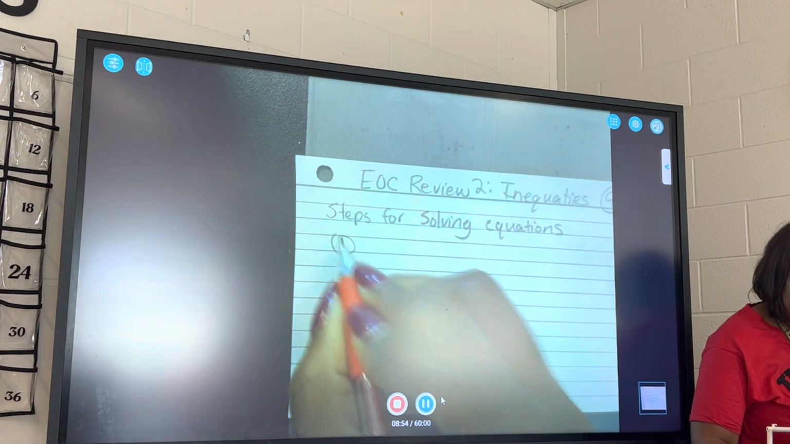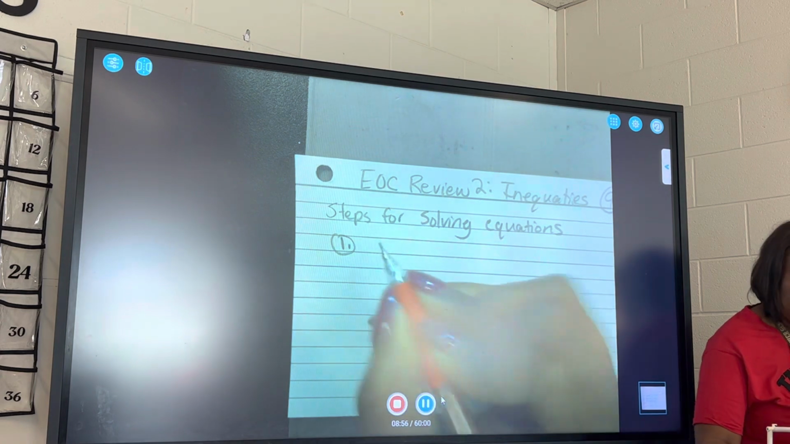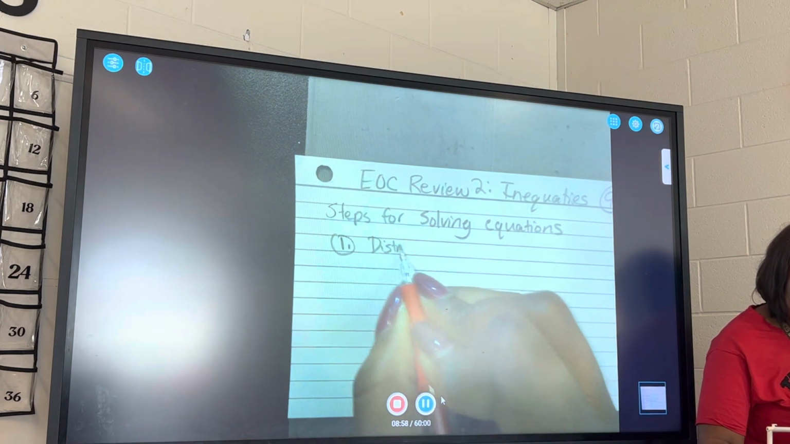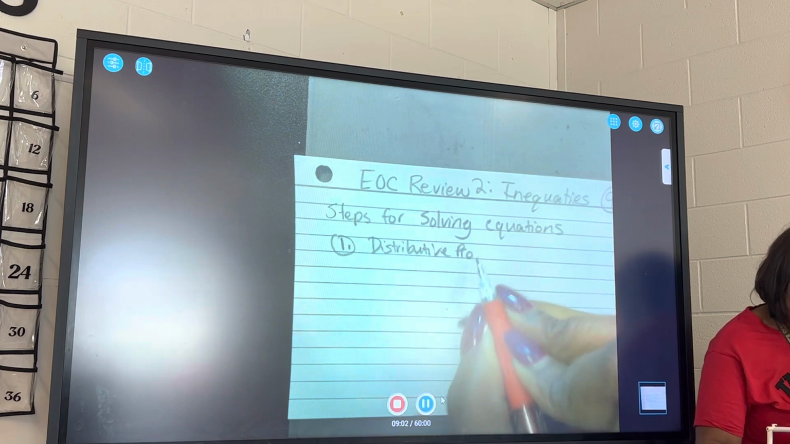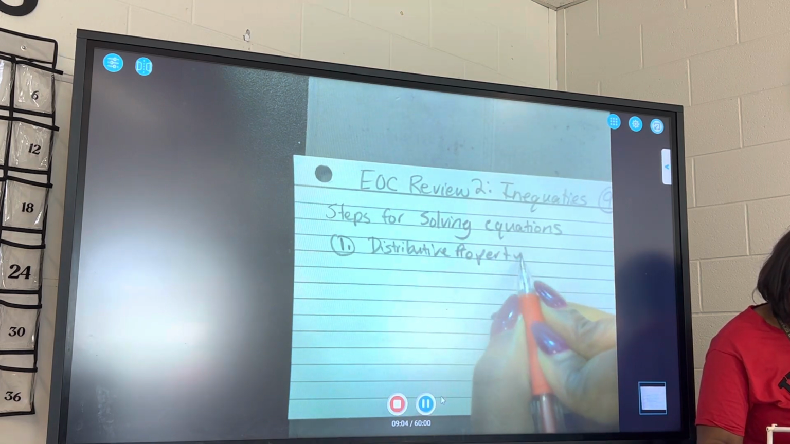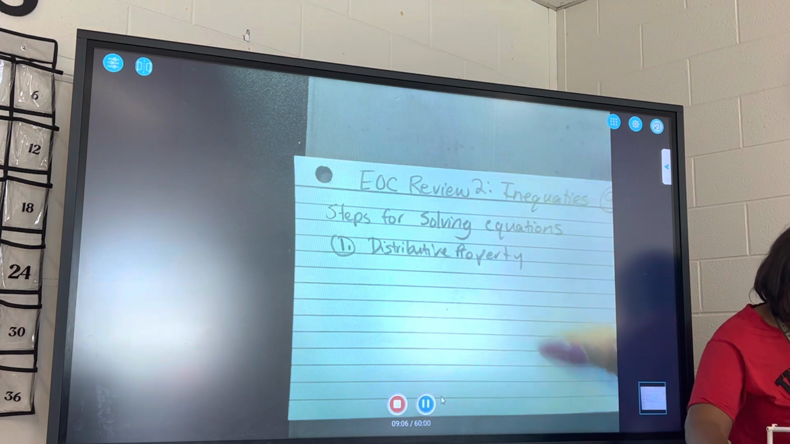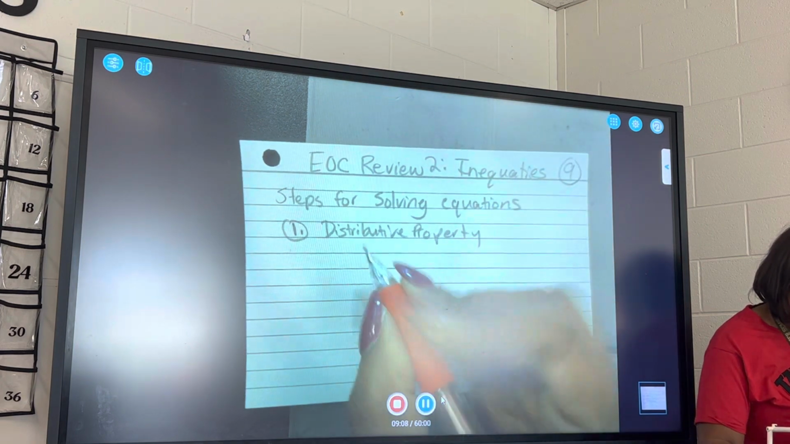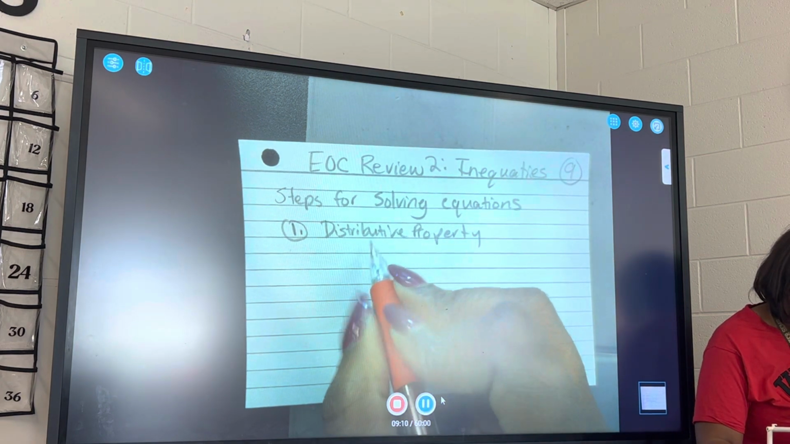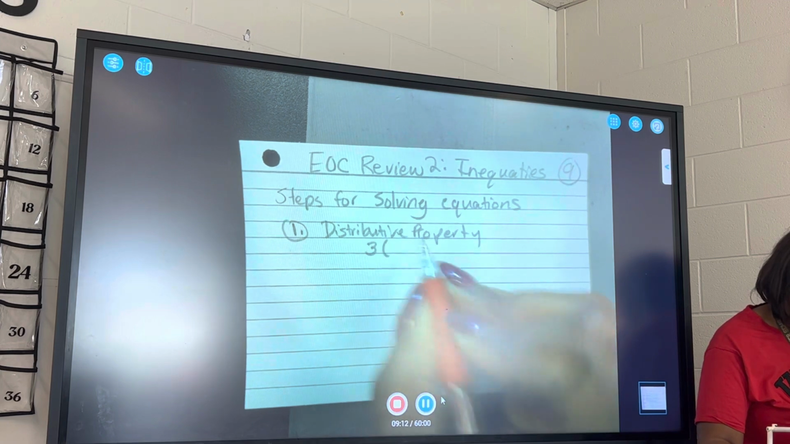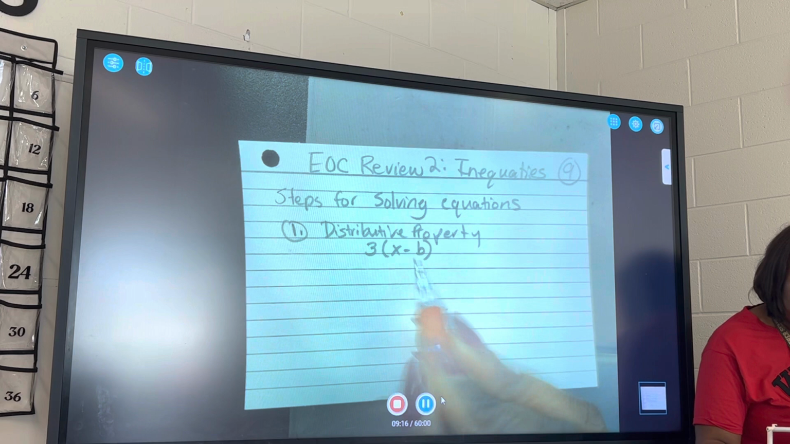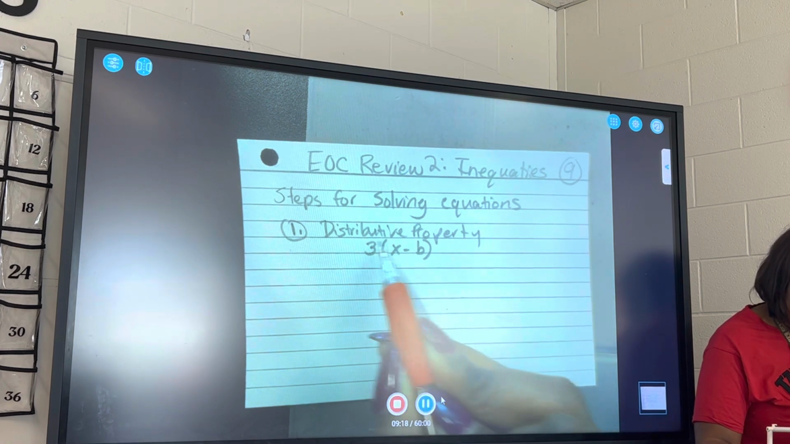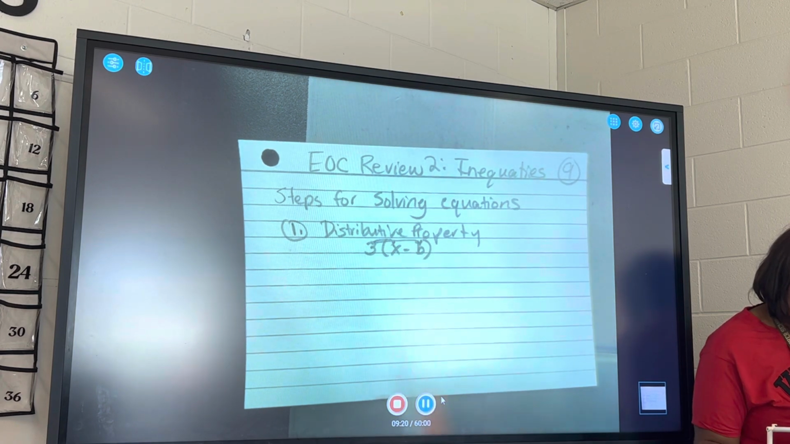The first step, make sure that you do distributive property first. Remember, distributive property can look in different ways. You might have a number or a variable in the front, like 3 in parentheses, x minus b. This is distributive property, where you multiply the 3 times both numbers in the parentheses.